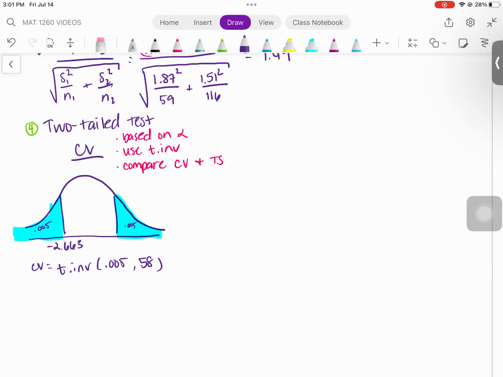So that output is negative 2.663, and that means our positive critical value is positive 2.663.